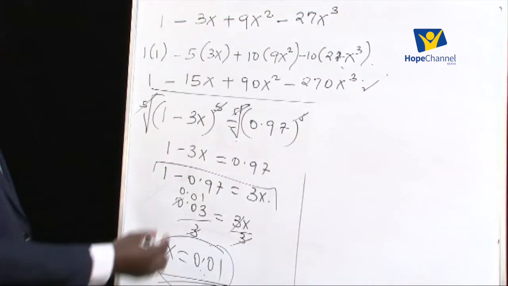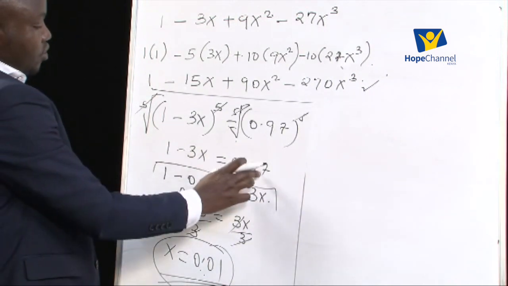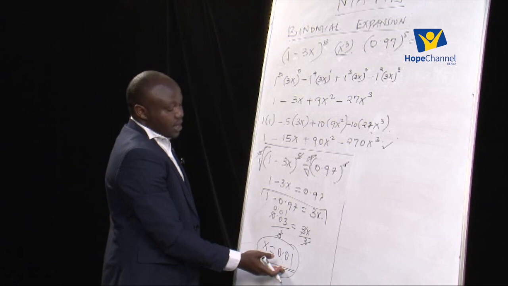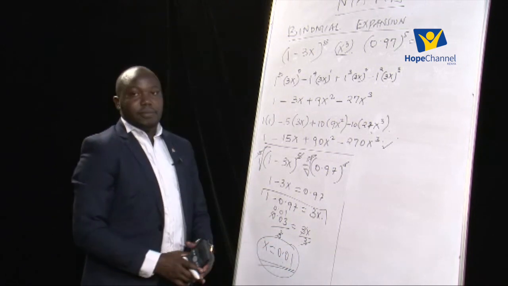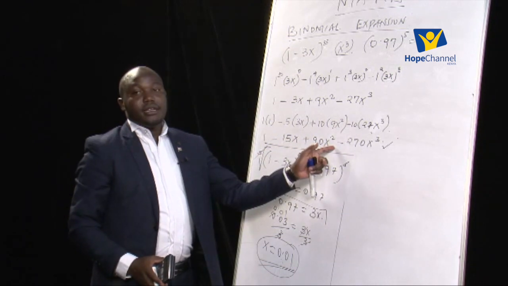Now we have just said, now find the fifth root. We have just done that. We obtained 1 minus 3x equals 0.97. I said, now get the value of x. We have obtained the value of x as 0.01. Now replace the value of x in this expanded equation.